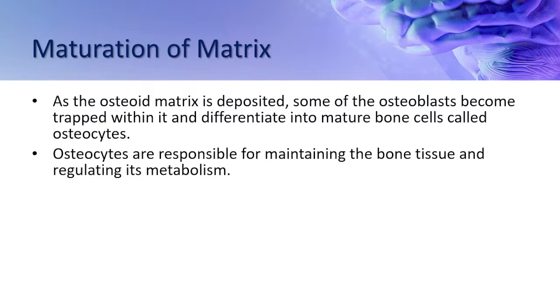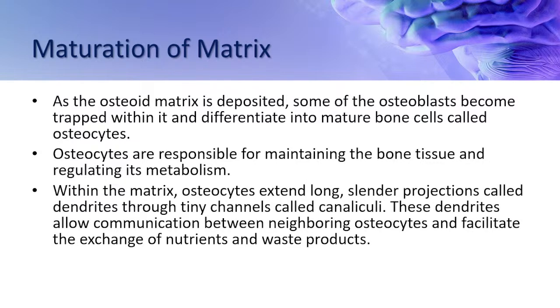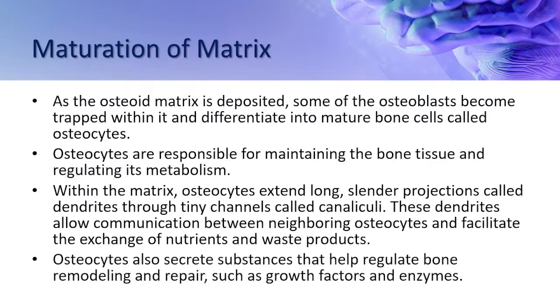Furthermore, osteocytes are responsible for maintaining the bone tissue and regulating its metabolism. Also, within the matrix, the osteocytes extend long, slender projections called dendrites through tiny channels called canaliculi. These dendrites allow communication between neighboring osteocytes and facilitate the exchange of nutrients and waste products. Can it be more simple than this? Also, osteocytes secrete substances that help regulate bone remodeling and repair, such as growth factors and enzymes.